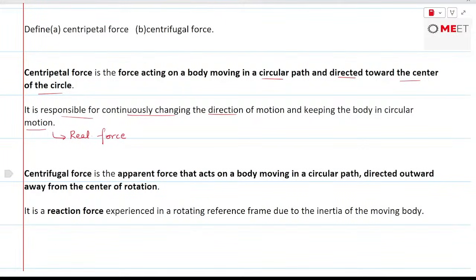Next, centrifugal force is an apparent force, or pseudo force, or an imaginary force acting on the body in a circular path, and it is directed away from the center of rotation. This is a reactive force experienced in the rotating frame of reference due to inertia of the moving body. Both forces have the same formula, mv square by r. R is the radius of the circular path, m is the mass of the particle, v is the velocity with which it is moving.